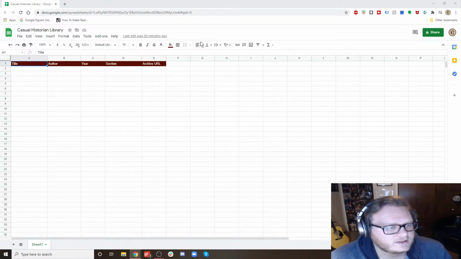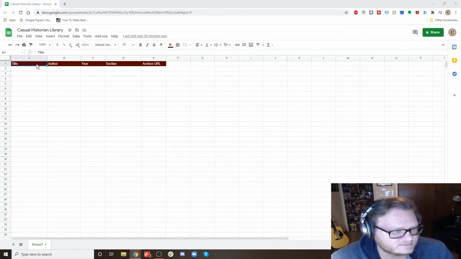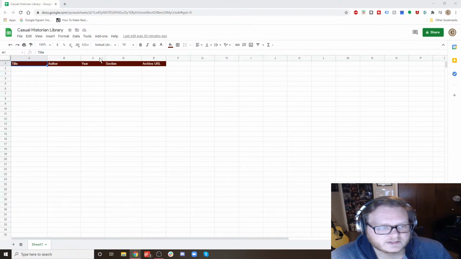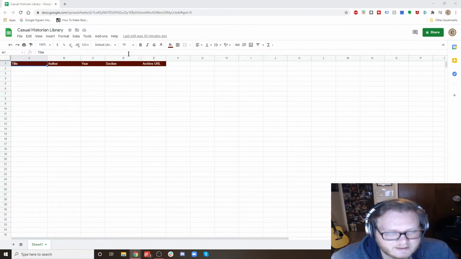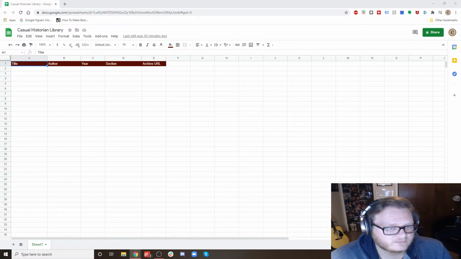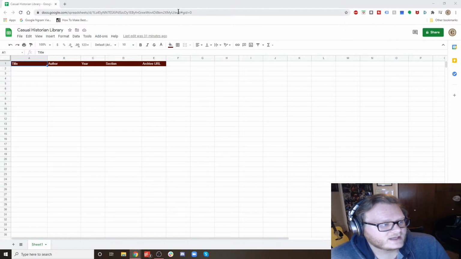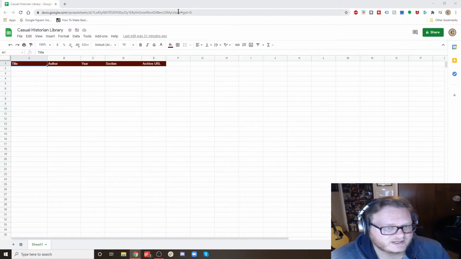But for now, what we're going to end up doing is I go through the library, shelf by shelf, and add the books and the pieces of information I'm looking for to my spreadsheet here: the titles of books, obviously, the author, the year they were published, and which section of my library they are in. Those are the most important ones. The fifth section is the archive URL, which basically means I'm going to be going through the Internet Archive and finding which of these books are available for free there.